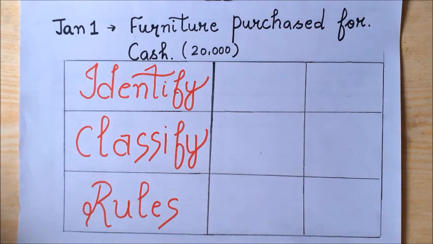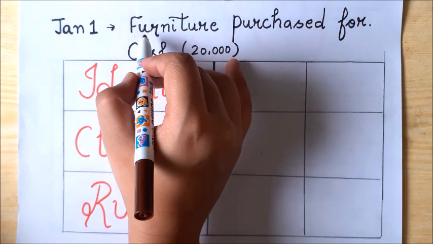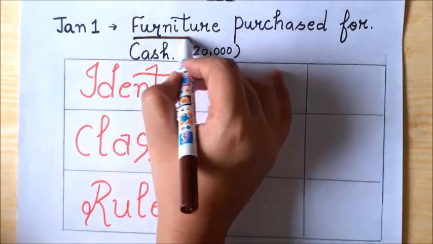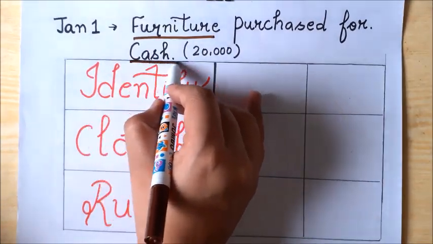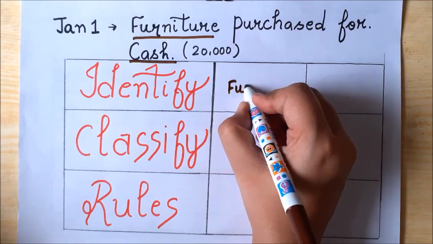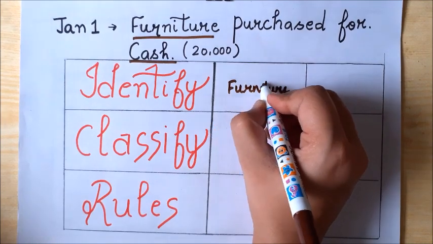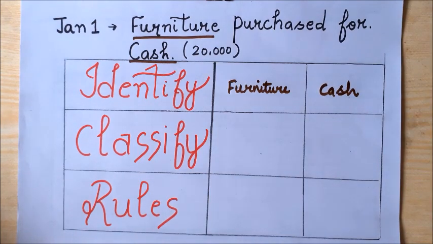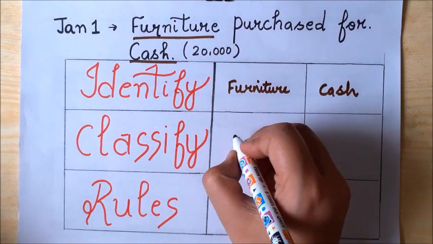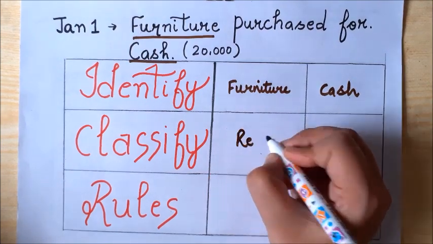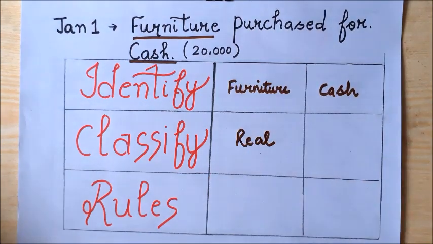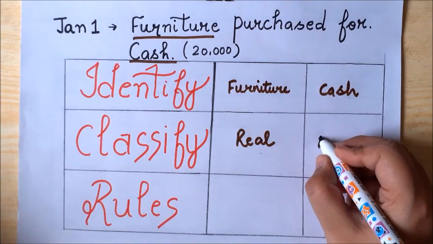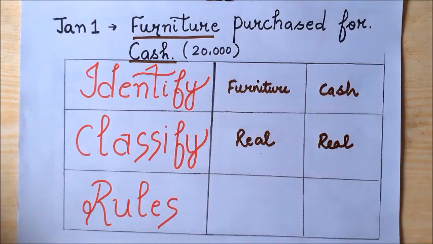The first step said that we need to identify the two accounts involved. So the two accounts involved are furniture and cash. So I'm writing furniture and cash in front of the identify column. The second step is to find out the type of account. Since furniture is the property of the business, it will come under real account. Similarly, cash is also the property or the asset of the business, so it will also come under real account.